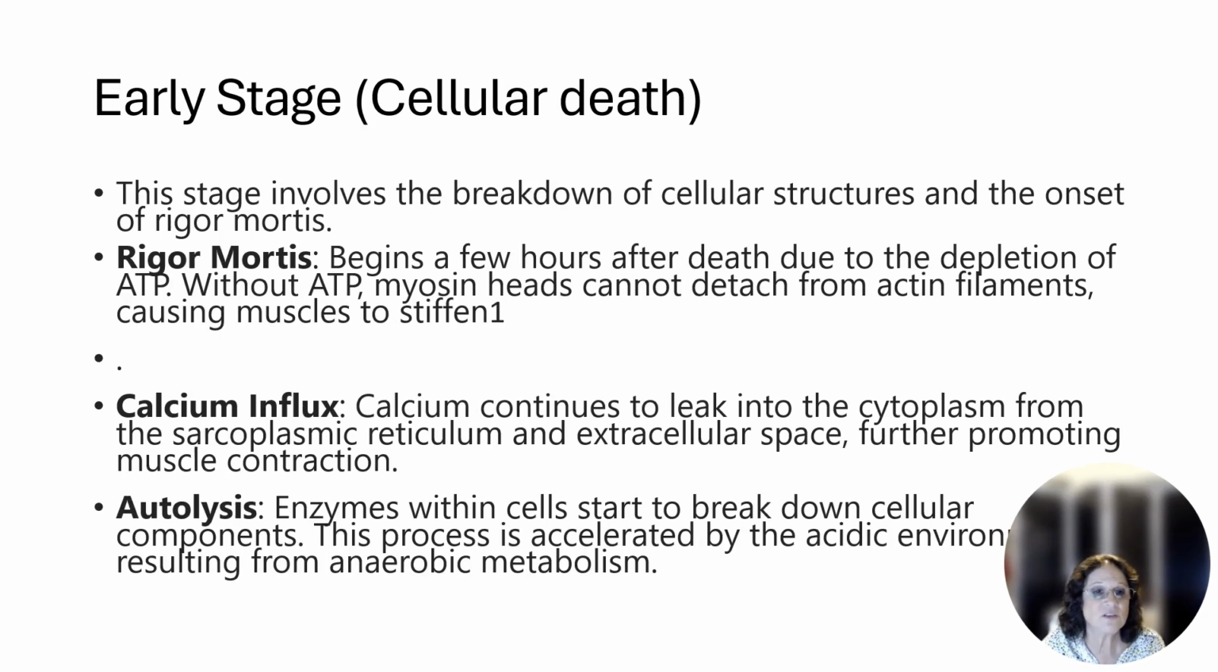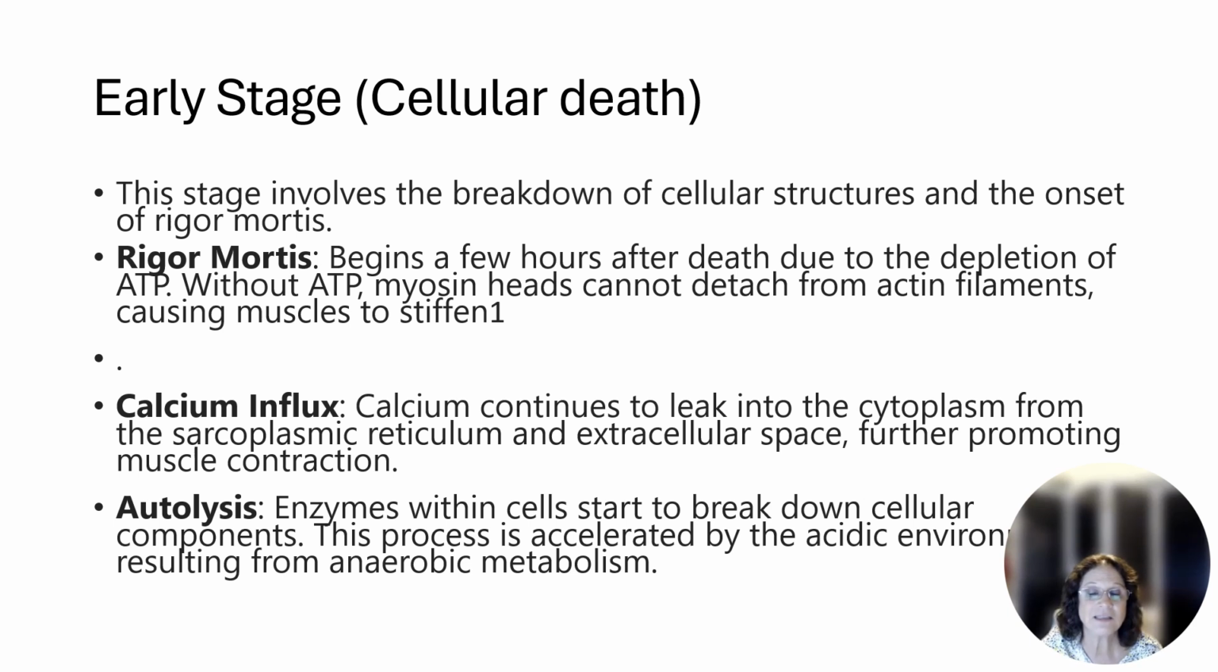The early stages of cellular death, this is going to involve the breakdown of the cell structures and that onset of rigor mortis. So rigor mortis starts a few hours after death, and it's happening because of the depletion of ATP. Again, without ATP, the myosin heads of the muscles can't detach from the actin filaments like they should in order to relax, and so that causes the muscles to stiffen and stay stiff.